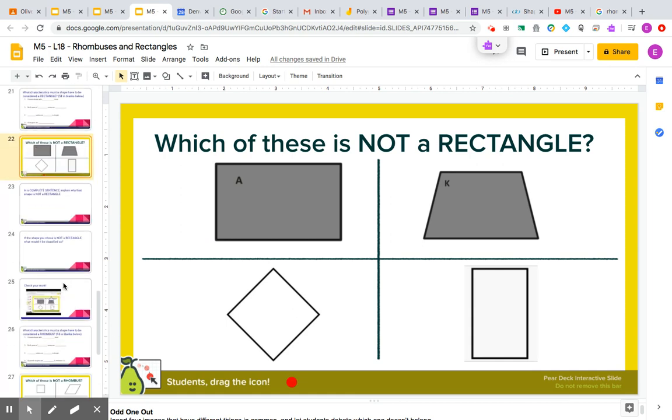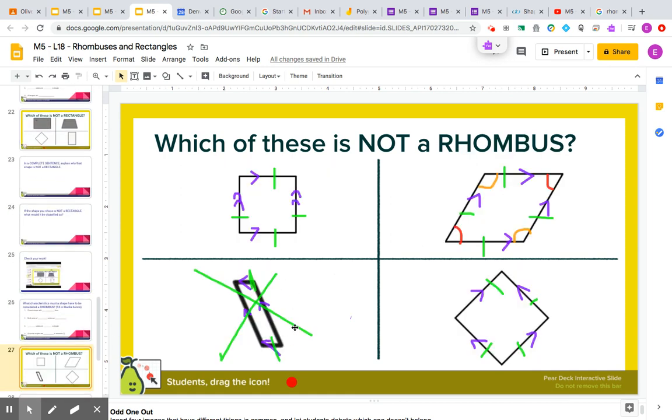Oops, wrong side. Our shape is a parallelogram. So I know this is a parallelogram. In order for it to be a rhombus, it would need to have equal sides. Classifications are tricky. So remember, just go back to your checklist and go through the characteristics in order to be sure.